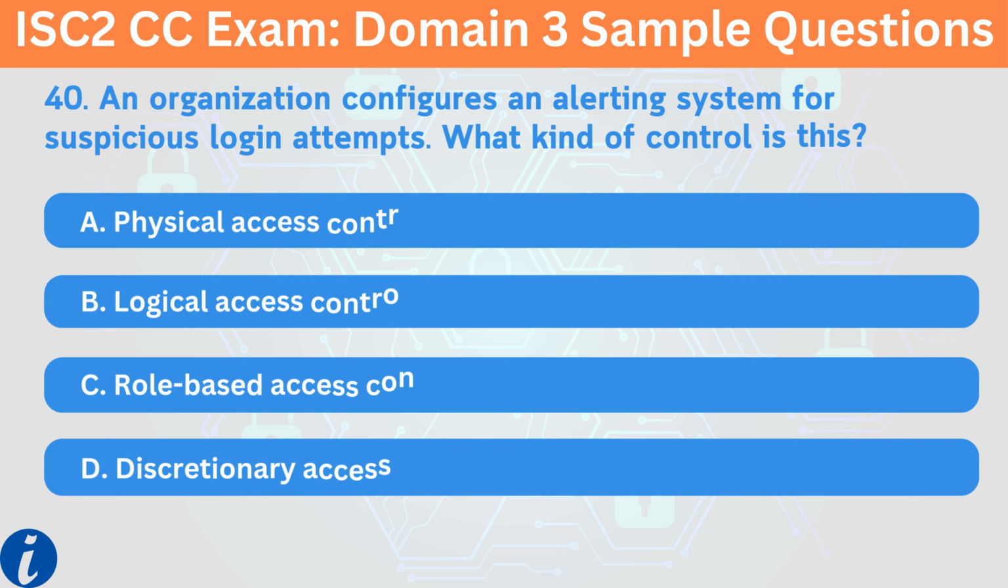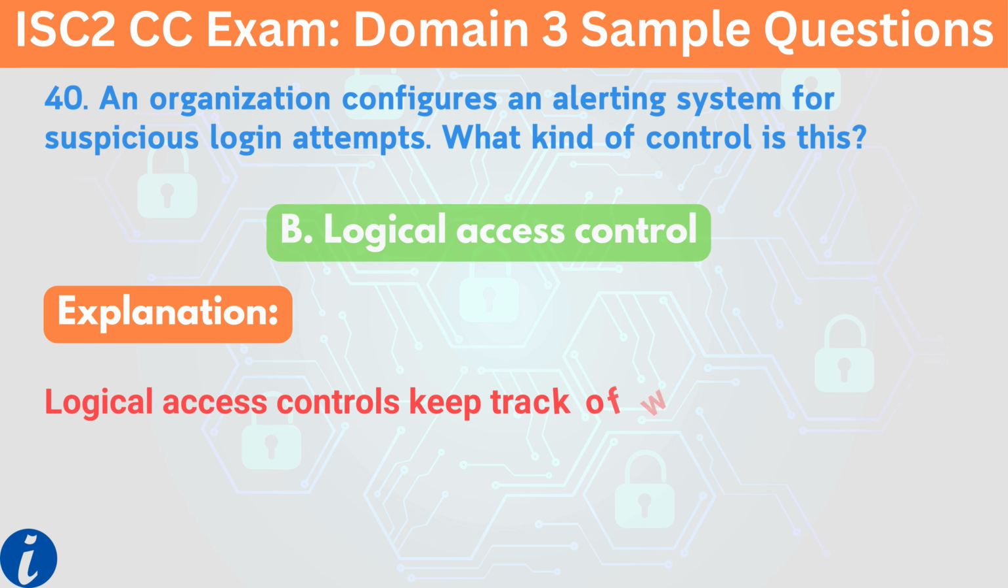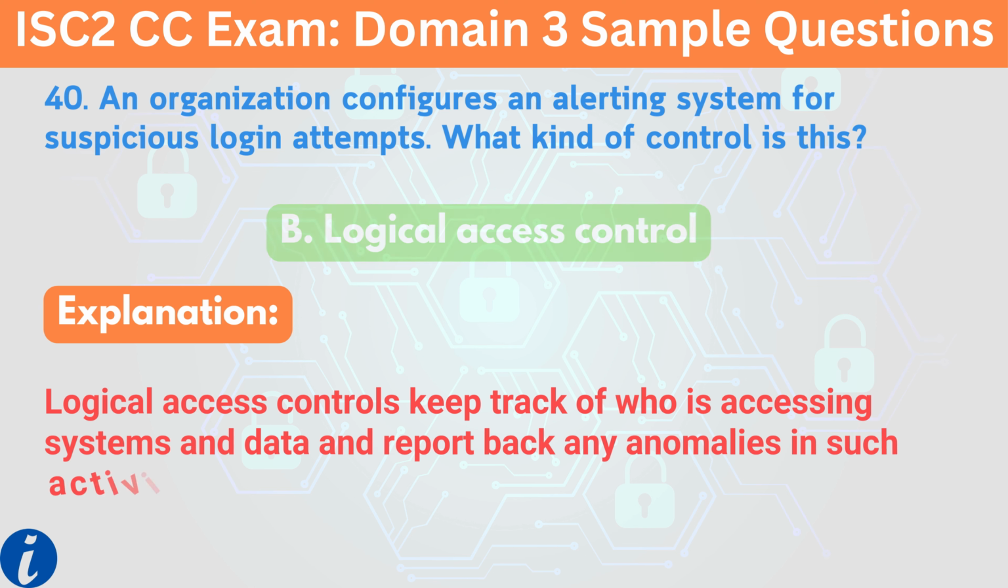40. An organization configures an alerting system for suspicious login attempts. What kind of control is this? A. Physical access control. B. Logical access control. C. Role-based access control. D. Discretionary access control. The correct answer is B. Logical access control. Explanation. Logical access controls keep track of who is accessing systems and data, and report back any anomalies in such activities.